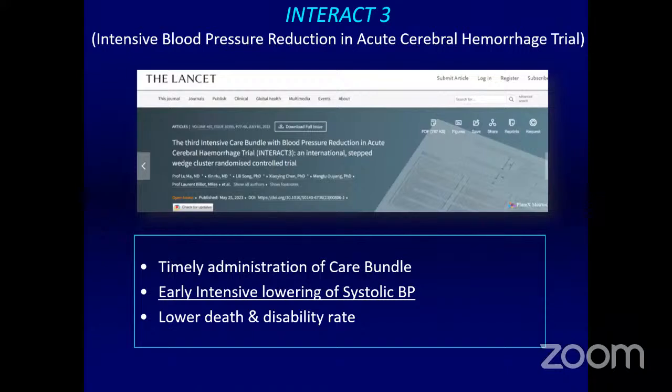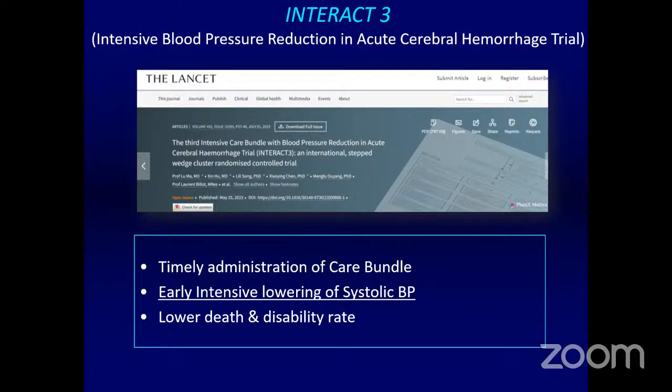The most recent was the Interact-3 trial. This was the intensive blood pressure reduction in acute cerebral hemorrhage trial that was done very recently and published in May 2023. Here they had not just taken blood pressure control, which was one of the components, but they talked about the care bundle, the immediate care to be given to the patients. They talked about the different quality tools that came into existence, and the combination we should be using, the different levels and components of care in the form of a bundle, which was important. And they did find that early intensive lowering of systolic blood pressure was associated with a lower death and disability rate.